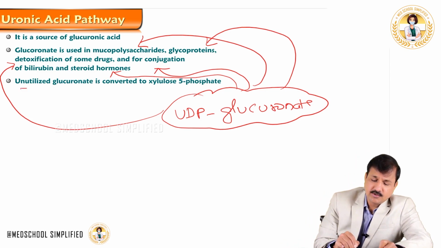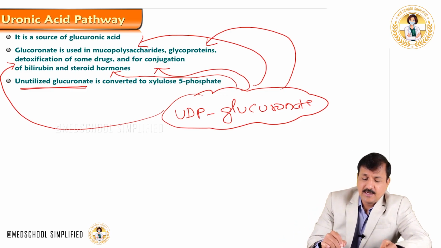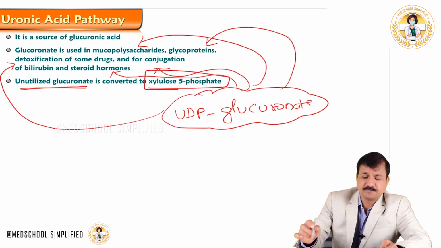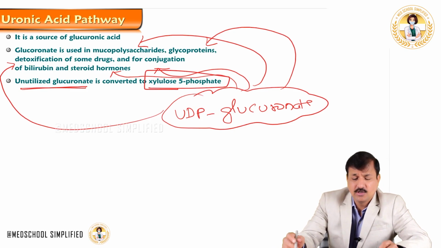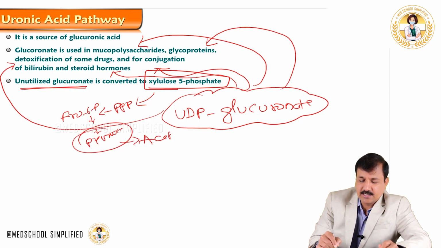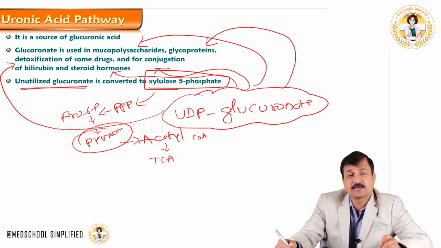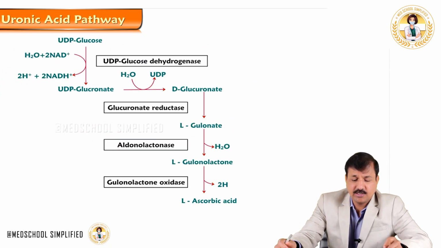So, what happens to the unused glucuronate that is made in the uronic acid pathway? Unutilized glucuronic acid will be converted into xylulose 5-phosphate. And that xylulose 5-phosphate, as you know, will enter into the non-oxidative phase of the pentose phosphate pathway, ultimately converted into fructose 6-phosphate, and fructose 6-phosphate will be converted into pyruvate, and pyruvate is converted into acetyl-CoA. Acetyl-CoA simply goes into the TCA cycle for energy purpose. So this is briefly how the uronic acid pathway will provide glucuronate, which is used for a variety of biological reactions. So here is the pathway.